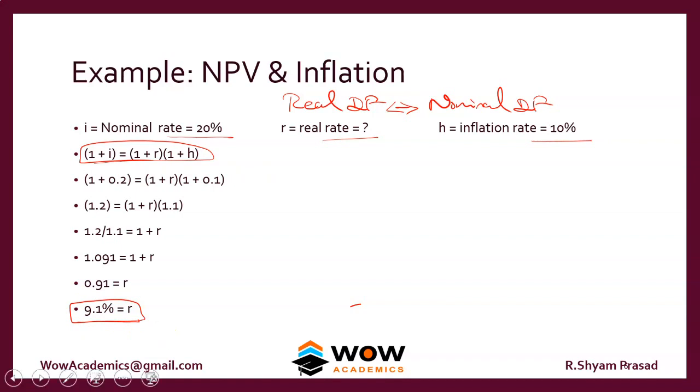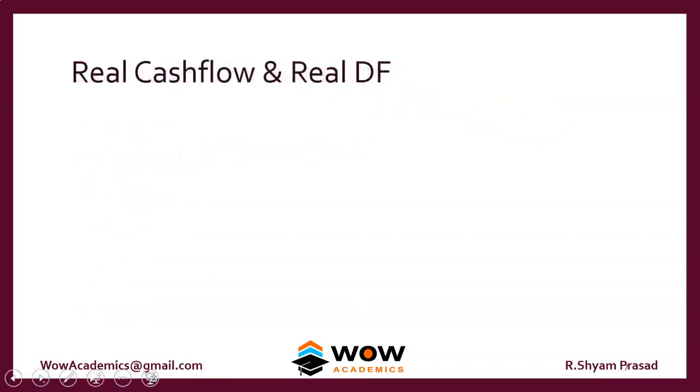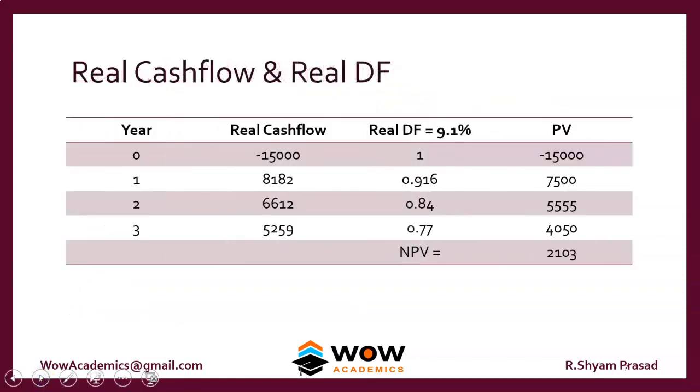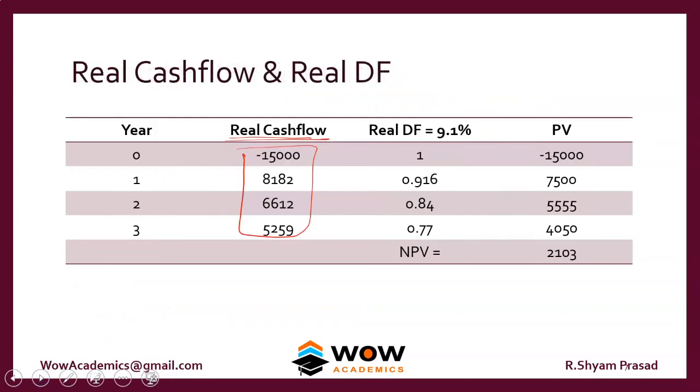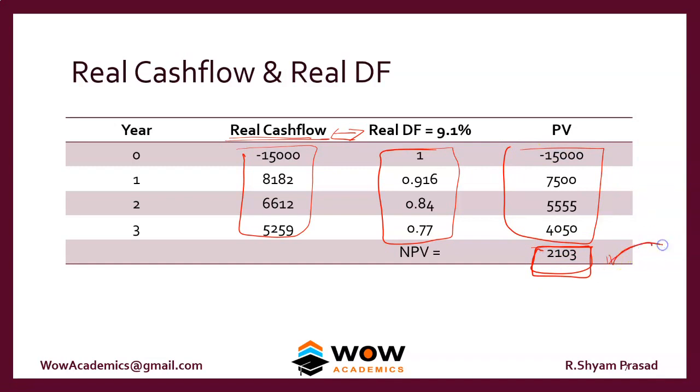So how can we apply this in a numerical question? In a numerical question, assume that they have given you the real cash flow. These are the real cash flows, and just now in the earlier problem we computed that the real discount factor is 9.1%. We have got real cash flow and real discount factor, so we'll discount these. We have got the present value and we have also got the NPV. So our NPV is 2103.